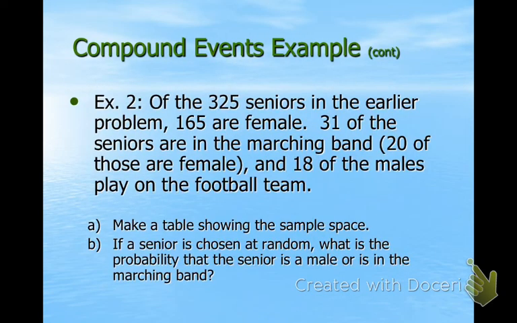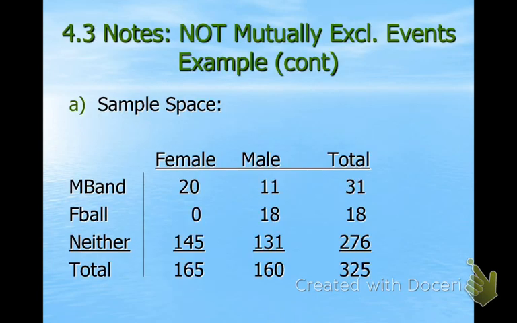So here it says 325 seniors in the earlier problem, 165 are female, 31 of the seniors are in marching band, 20 of those are female. 18 of the males play on the football team. So whenever we make a table showing the sample space or what we're dealing with, so we have 31 band members. We already know that 20 are female, 11 are male. We have 18 male football players. We have none that are female.